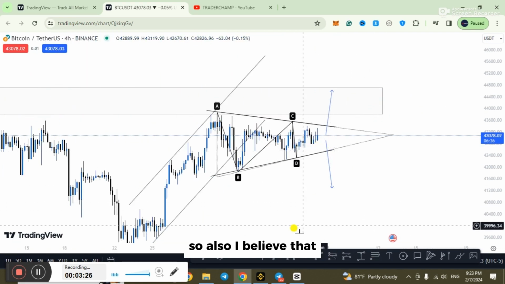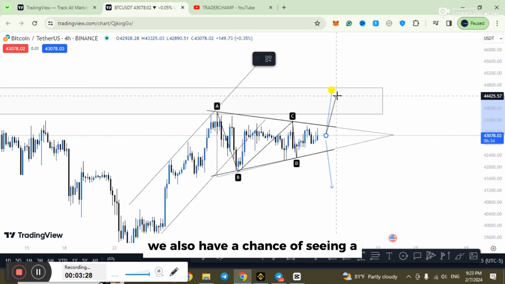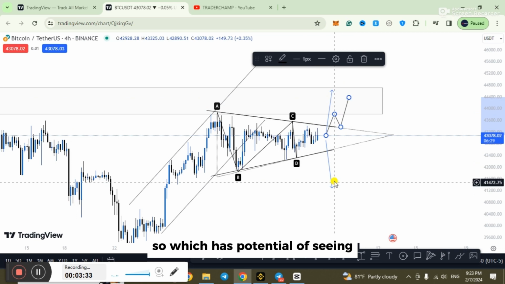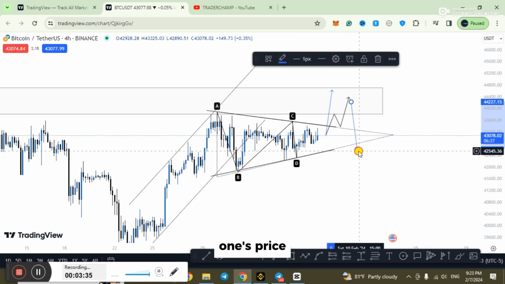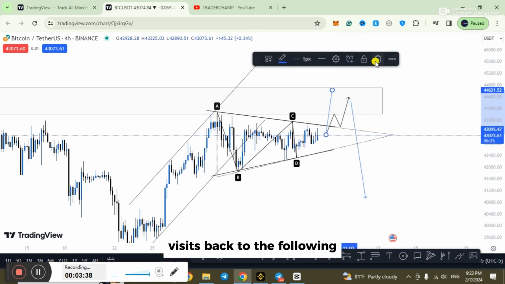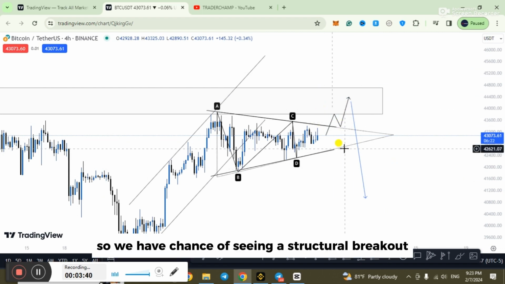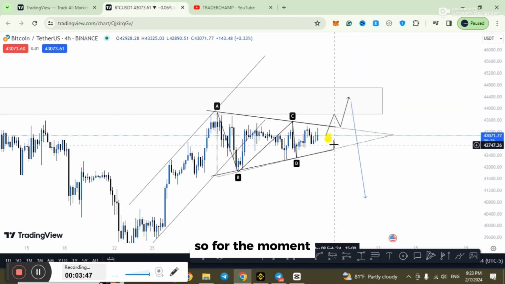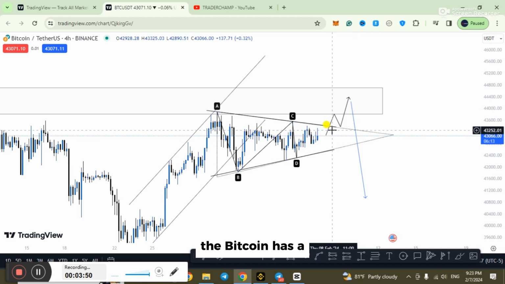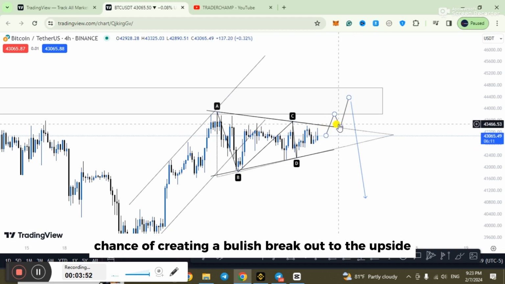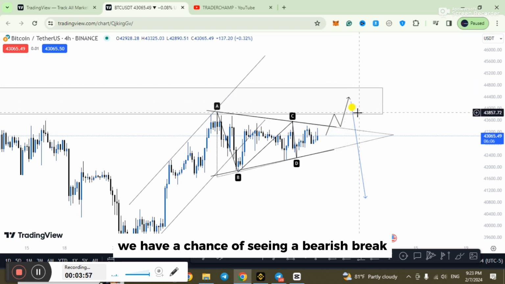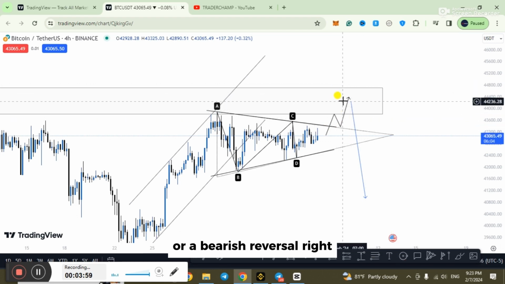I also believe we have a chance of seeing a fake breakout to the upside, which has the potential of a market dump to the downside once price visits the resistance level. So we have a chance of seeing a structural breakout on Bitcoin like this. For the moment, Bitcoin has a chance of creating a bullish breakout to the upside, and once the price meets this level, we have a chance of seeing a bearish break or a bearish reversal, right?